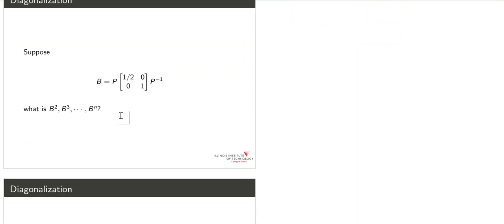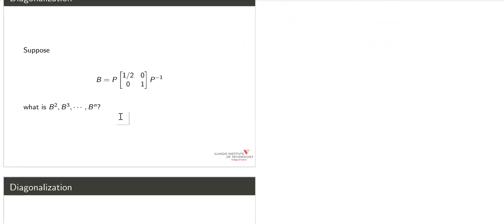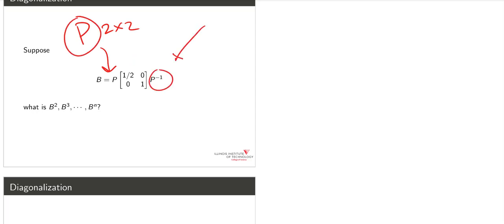Now let's do another one. This one is a little bit different though. This matrix B is given by P, multiplied by this diagonal matrix, multiplied by P inverse. Here P is a 2 by 2 matrix, and it's not just any 2 by 2 matrix, because we are assuming that P is invertible, since we are looking at P inverse. So this is a product of three 2 by 2 matrices. Everything here is a square matrix.